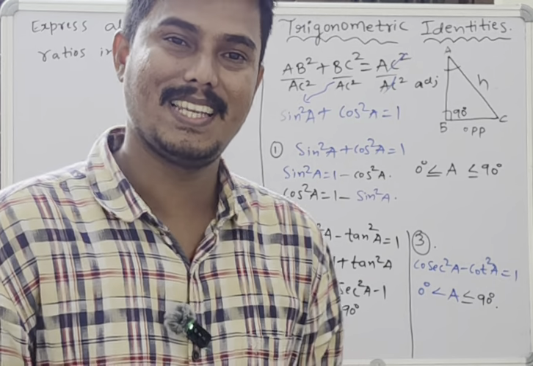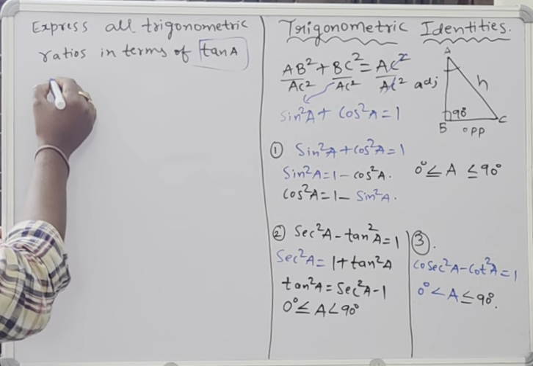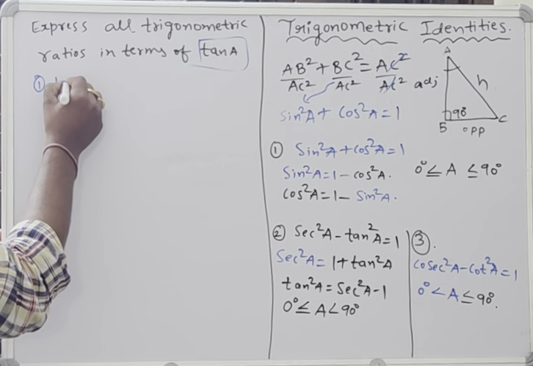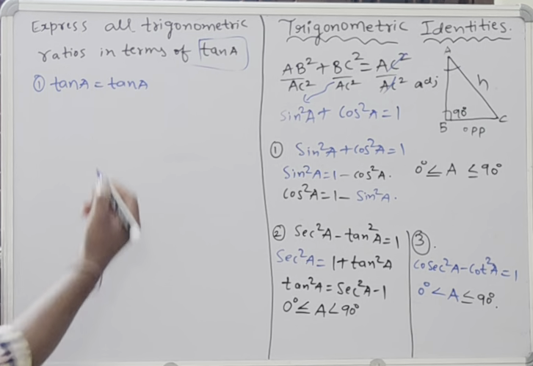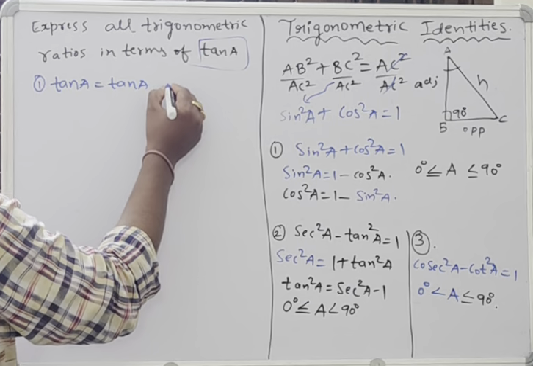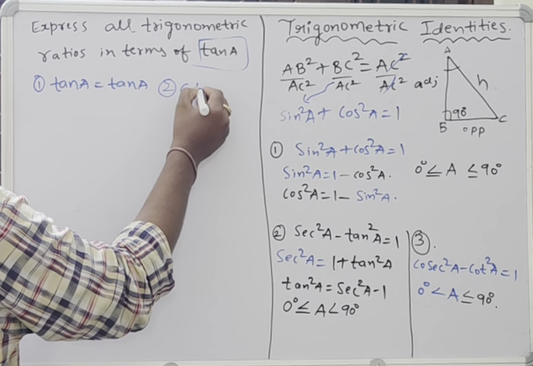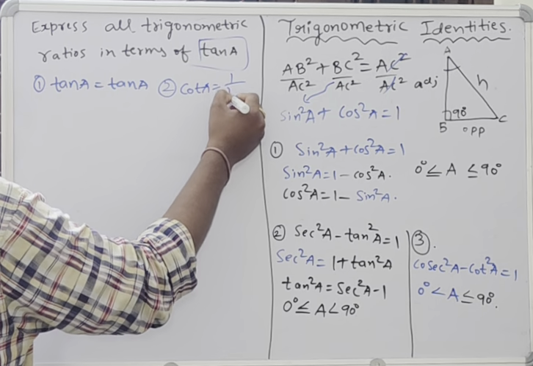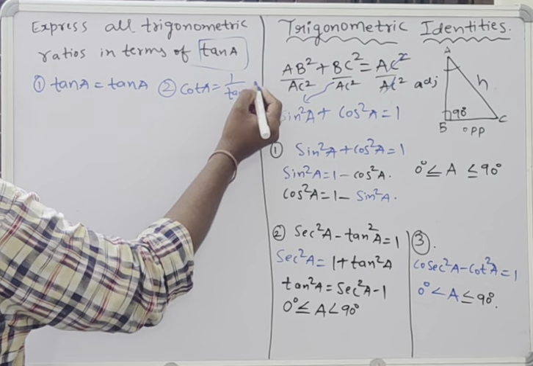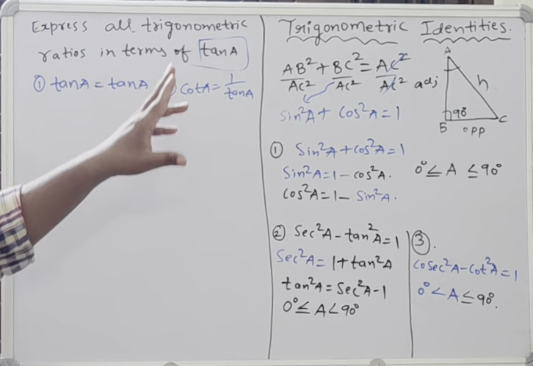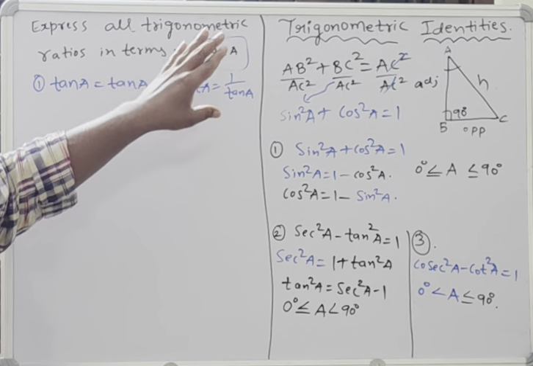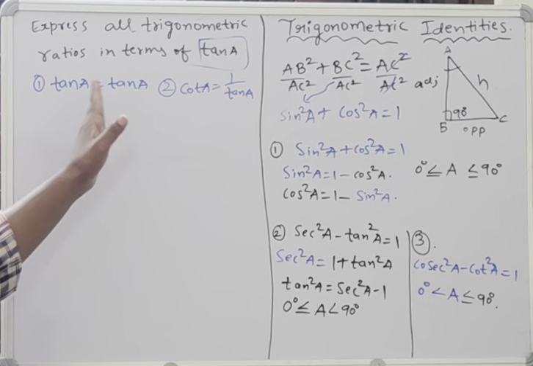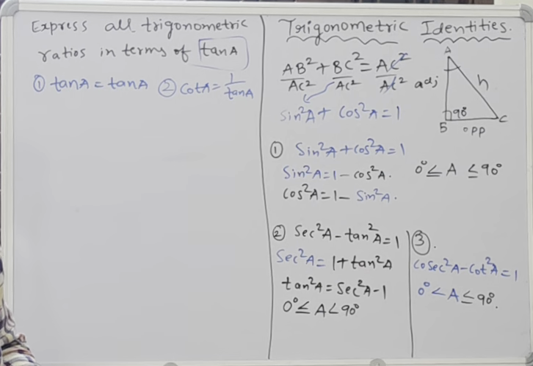I'll start with the easy way. First, tan A is equal to tan A. So tan A is expressed as tan A only. Second one, cot A is equal to 1 by tan A. So any trigonometric ratio you should write in terms of tan only. That is the meaning of express all trigonometric ratios in terms of tan A. So tan A is tan A, cot A is 1 by tan A.